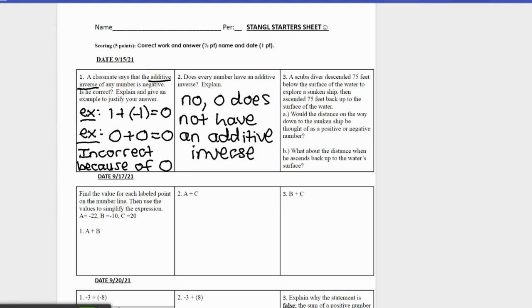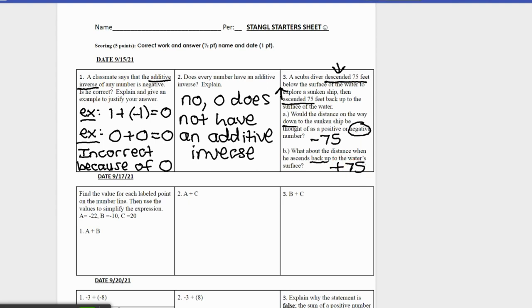All right, let's look at number 3. It says a scuba diver descended 75 feet below the surface of the water to explore a sunken ship, then ascended 75 feet back up to the surface of the water. So we have one that ascended and one that descended. Descended means goes down, ascended means it goes up. Would the distance on the way down to the sunken ship be thought of as a positive or a negative number? So because we're going down, we think of this as a negative number. So this would be -75. What about the distance when he ascends back up to the water surface? This would be considered a positive 75.